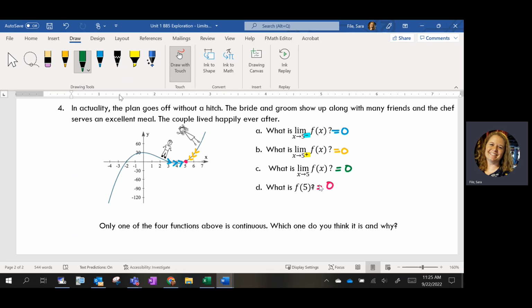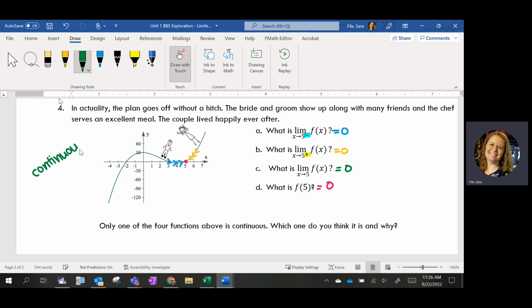Good. So first condition of continuity, the function is defined at the value. So f of 5, we have a value, 0. Good, check. Second condition, the left limit and right limit are the same, so the limit exists. Check. Third condition, the limit and the function value are equal. Is that right? Yeah, they're both 0. Check. This is a continuous function at x equals 5. There is no discontinuity here. This is continuous.